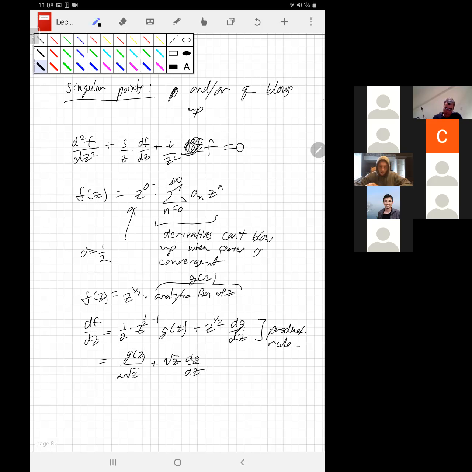If g of z over square root of z blows up, which it might. It might, yeah, this could blow up. I'm not guaranteeing you that it will blow up, but it could blow up. Now, if g of z was like z or sine of z, then sine of z over square root of z is not going to blow up when z equals 0. So there's no guarantee it will blow up, but it might blow up.